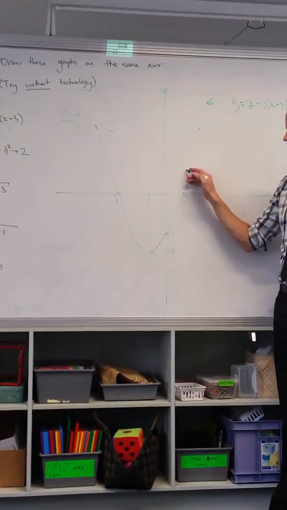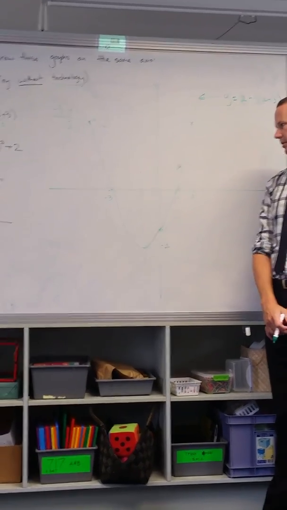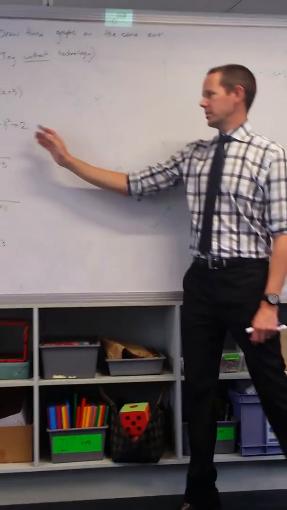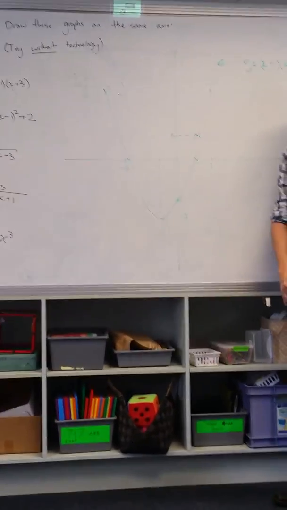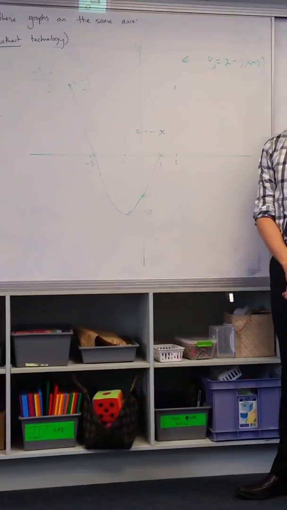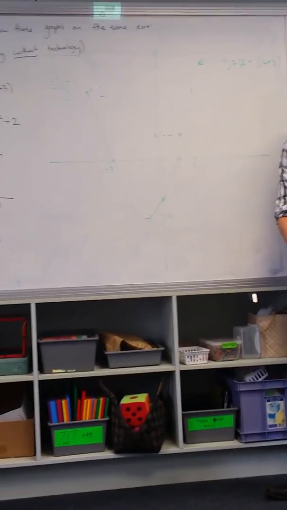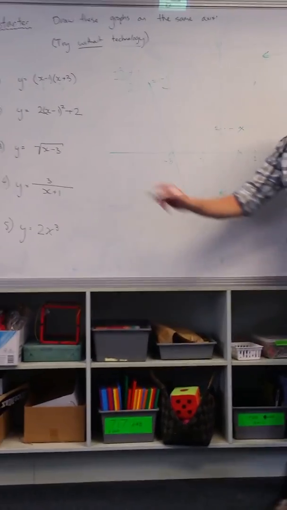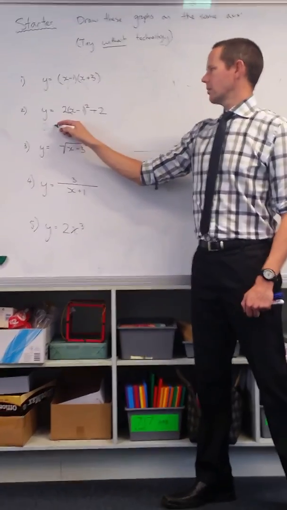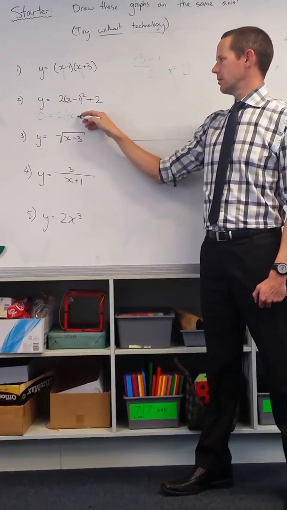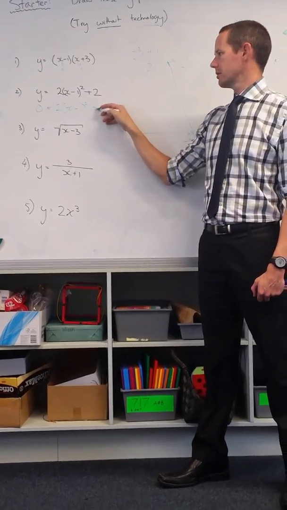1 to the right, up 2. That's the turning point. The next thing I'll do is find out where it cuts the x-intercepts. To do that, you make y equals 0 and solve basically. And there should be 2 solutions.